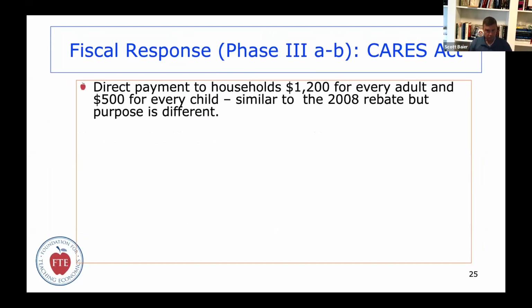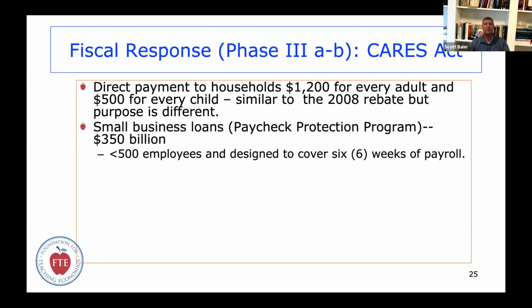Fiscal policy, phase 3, was again to provide income maintenance. So we had the $500 checks or $1,200 checks for households. The small business loans, this was the Paycheck Protection Program, or PPP. That was $350 billion. It was to employers that had less than 500 employees, and it's designed to cover 6 weeks of payroll. Key thing about this is that if you use that Paycheck Protection Program money to maintain payroll, then you were able to write off, in many instances, all of that loan.